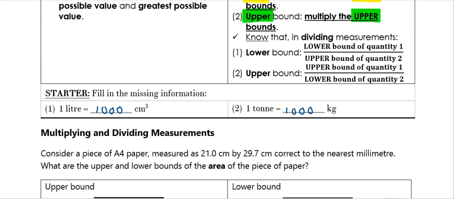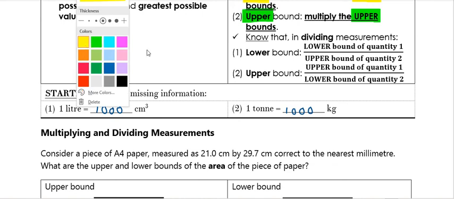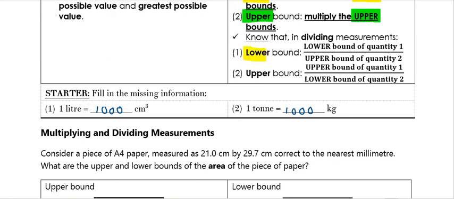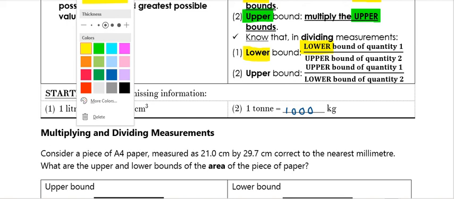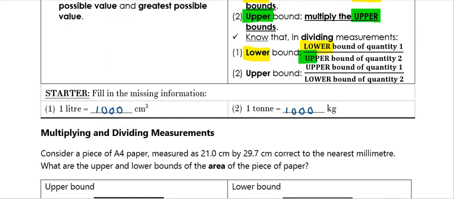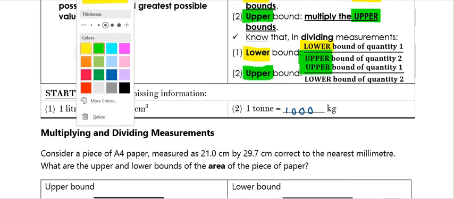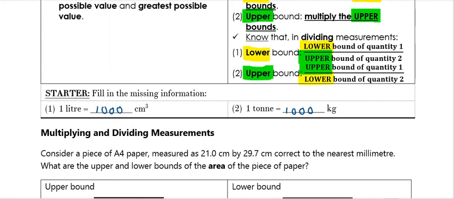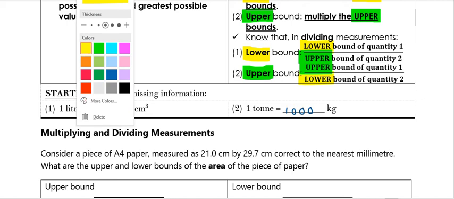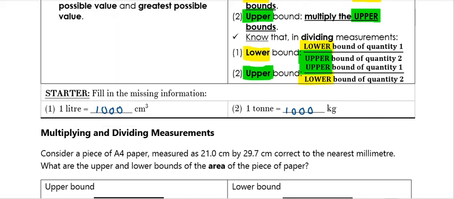When you try to divide measurements, to find the lower bound of your division, basically you first put the lower bound of the first quantity in your numerator, and the upper bound of the second quantity will be your denominator. For the division, you find the upper bound by dividing the upper bound of the first quantity by the lower bound of the second quantity, which will be the denominator, right? So let's proceed to this one.